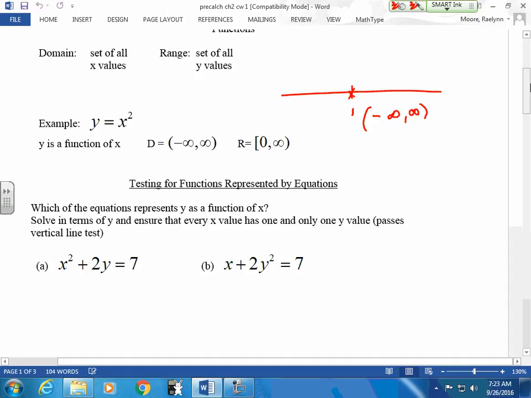So your domain then becomes, and always read left to right. Some of you had the sections mixed up. Continue left to right. Negative infinity, stop at 1. Now the reason we use a soft bracket is because we can't use 1. We can use 0.9999999, but we can't use 1. If we jump over it, we can use 1.000001, but we can't use 1. So we jump over it, soft bracket, to infinity. These are the domains we're looking for.